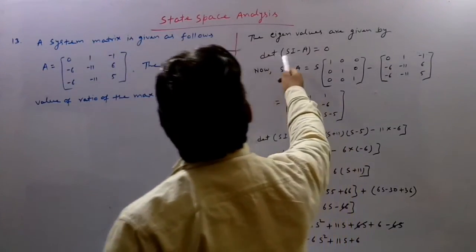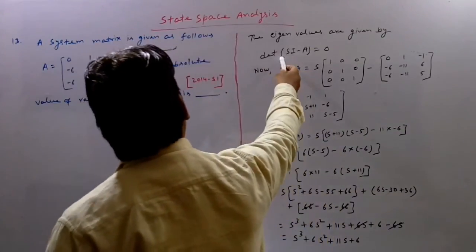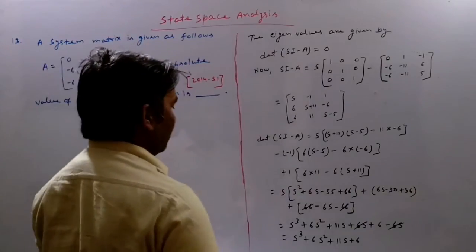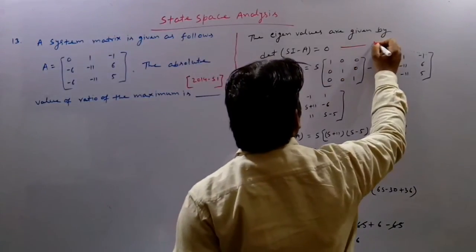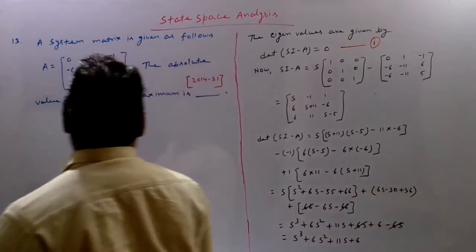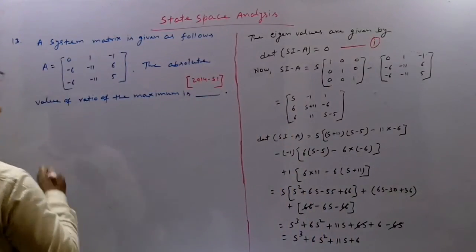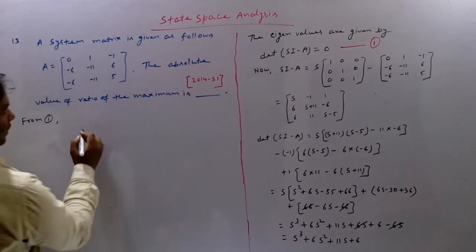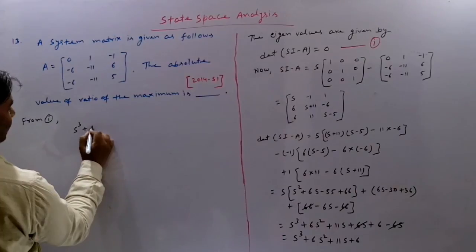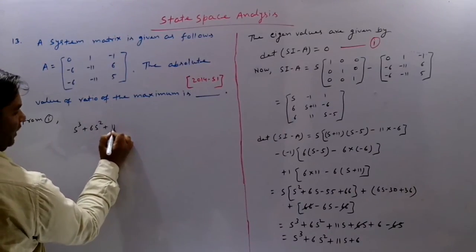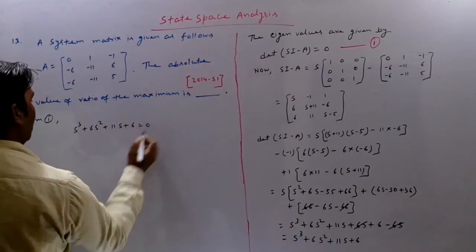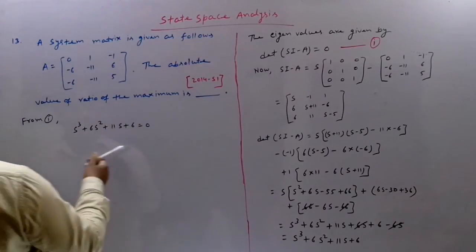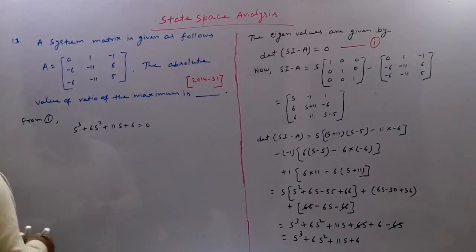Now since determinant of sI minus A equals 0, so let me write this as equation 1. So from 1, s cube plus 6s square plus 11s plus 6 equal to 0. Now we have to calculate the values of its roots. So what will be the values of roots?